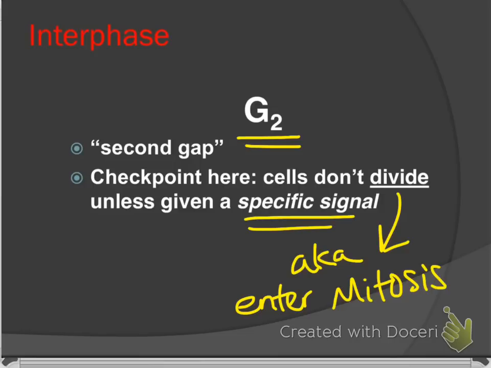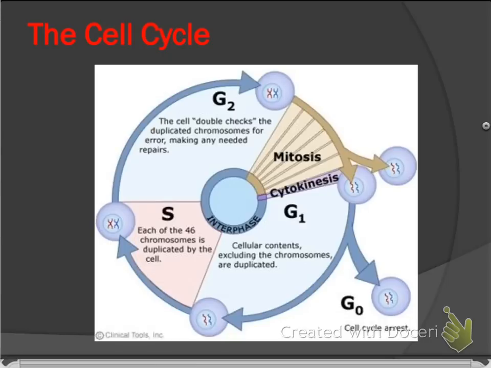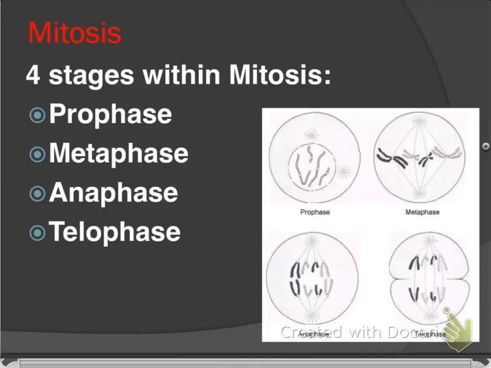If they don't get the green light, they just sit there and wait until they do. So we've just done G1, S, G2. So we did interphase. Now we're going to talk about mitosis. So there's 4 stages: prophase, metaphase, anaphase, telophase.